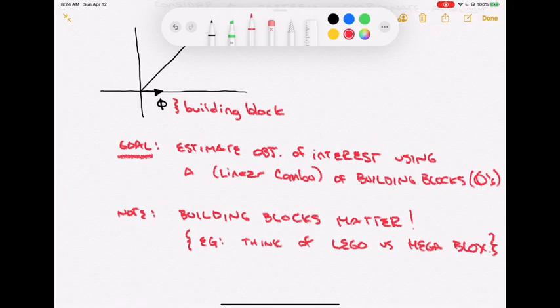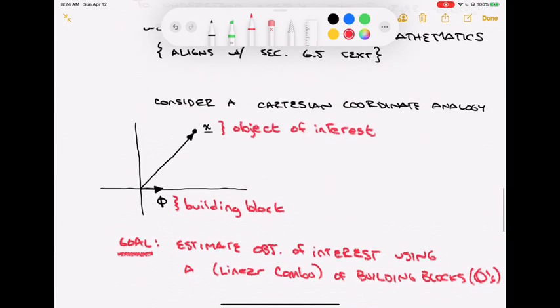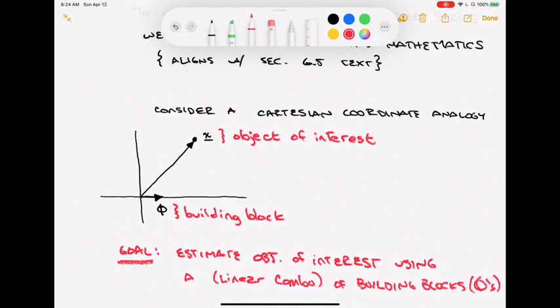We would like to use quality building blocks because when you use quality building blocks, your end objective, even though you might use the same number of pieces, is just going to be that much better. So we do need to be worried about building blocks, and we'll come back to that idea of building blocks and what makes good building blocks in a bit. So back to our Cartesian coordinate analogy.